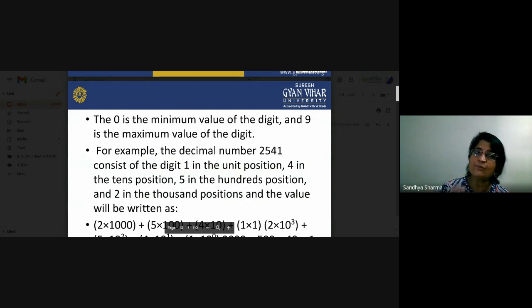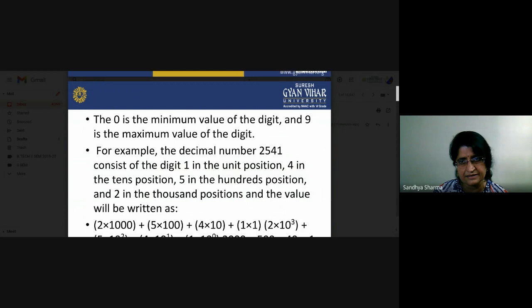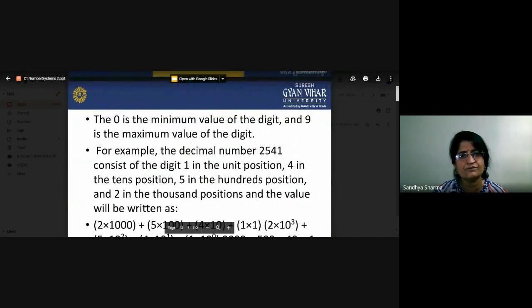Now we will represent it, for example 2 into 1000. Suppose the number 2541, a very basic number of our digital system. 1 is in the units place, so the value of 1 is multiplied by 10 to the power 0, which is equal to 1.